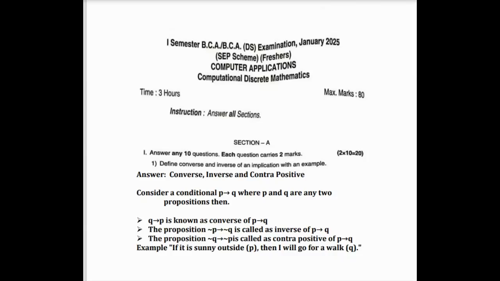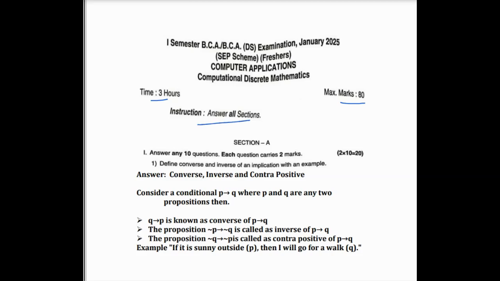Today I am going to solve the first semester BCA examination, January 2025, SCP syllabus, freshers computer application paper, which is computational discrete mathematics. The paper will be for 3 hours and the maximum marks will be 80.